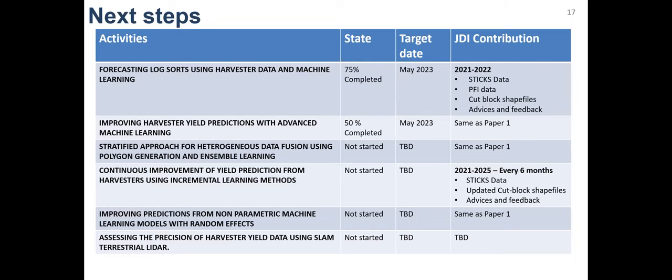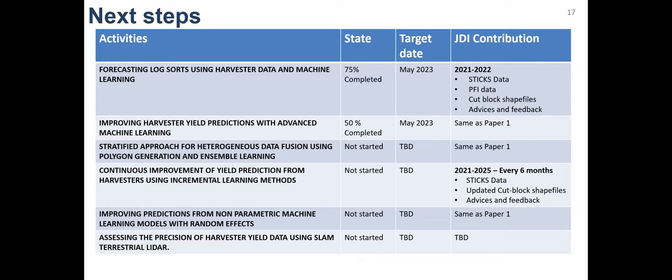The next step is to improve these predictions with the same data set using advanced machine learning in collaboration with colleagues from UBC and CanMet. Also, this data set will be used to develop and compare even more innovative data AI approaches, ensemble learning in polygon generation. I won't go into these details, but it is used to get more points, more precision with the same data, with more advanced machine learning.